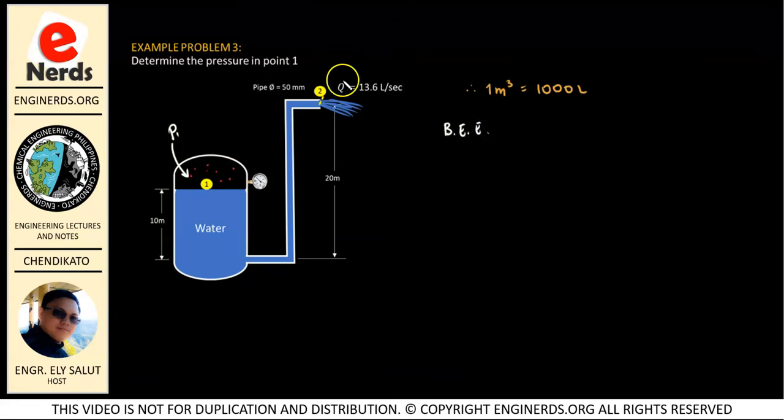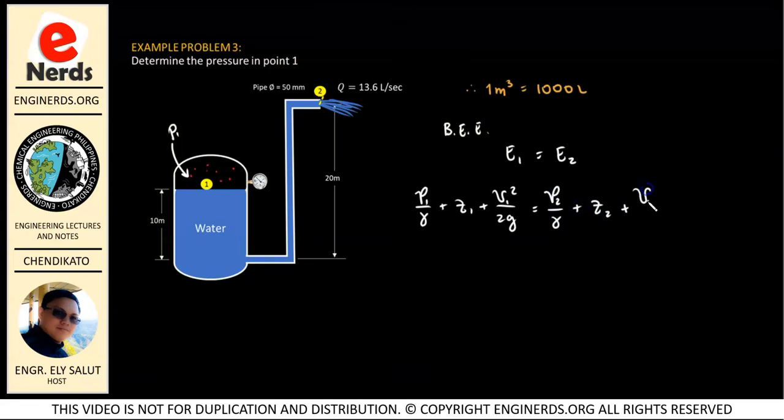So, the energy at point 1 is equal to the energy at point 2. Okay, provided that we have a continuous flow. So, therefore, our pressure head at point 1, okay, plus our elevation head at point 1, plus our velocity head at point 1 is equal to pressure head at point 2, plus elevation head at point 2, plus velocity head at point 2. Okay. So again, i-analyze natin yung ating condition.